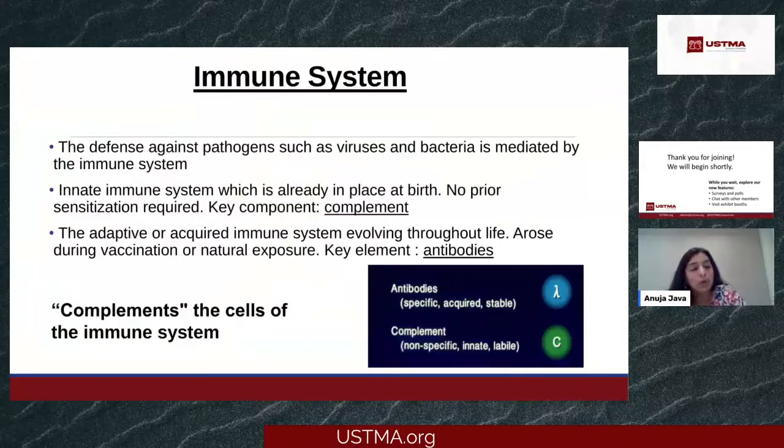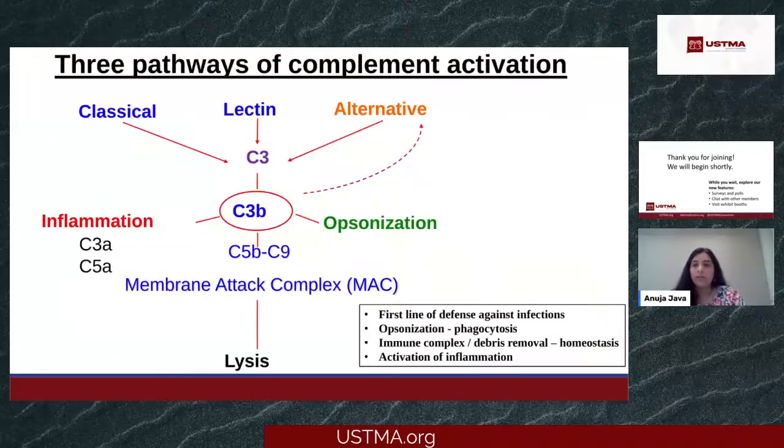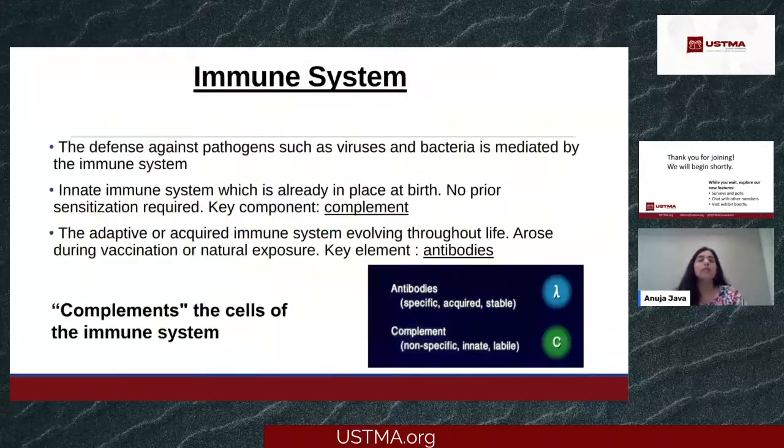So before I move forward, I want to give you a brief overview of what complement is. So your immune system, we're going to go back one slide. So your immune system, complement is part of your immune system, and your immune system is your defense against infections, against viruses and bacteria. Now, your immune system is made up of two main components. One is called your innate immune system, which is what you're born with. There is no prior sensitization required. And a key component of that innate immune system is called the complement system.